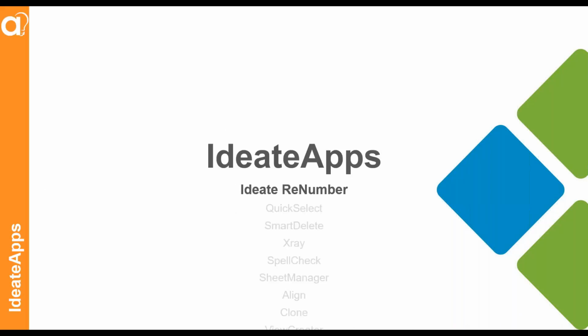Okay, so Ideate ReNumber is found under the Ideate apps in the Ideate Software ribbon. If you go to the Ideate Software tab, you'll see the Ideate apps section, and you'll see all 9 apps over there. For today, we'll just be focusing on ReNumber. Down the road, of course, we'll focus on other applications for 30-minute webcasts.